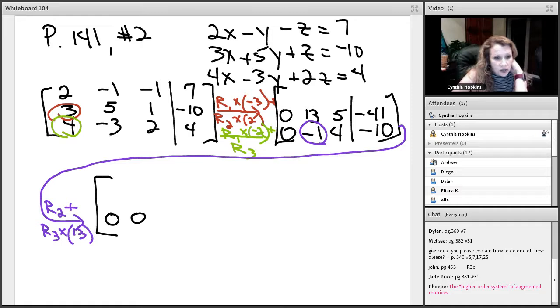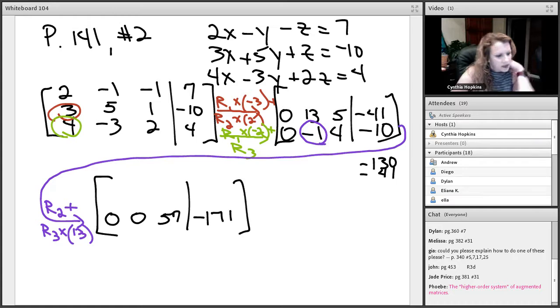4 times 13 is going to be 52, plus 5 is 57. And then here's the big question. Is this going to be a multiple of 57? All right, I get negative 130. I'm going to jot that down. Negative 130. And then I need to add a negative 41. So I get negative 171.